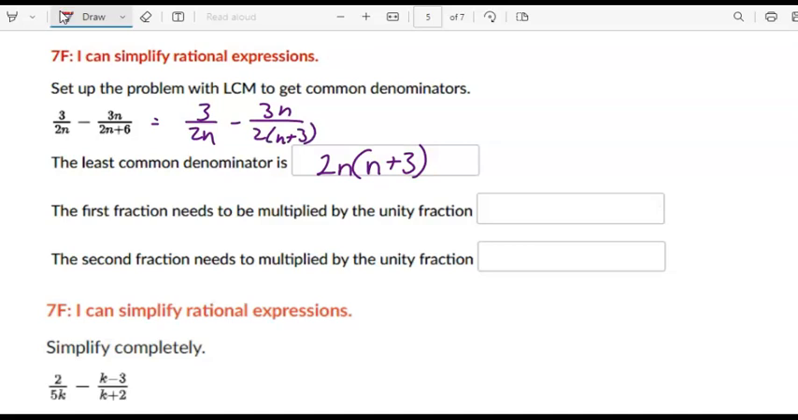Now from here, we'll see what's missing on both of the denominators. In the first fraction, we still need n plus 3. We want to multiply by the unity fraction, n plus 3 over n plus 3. And then for the second fraction, we're missing an n. So we're going to multiply by the unity fraction, n over n. So you multiply these by n's, and you multiply the first fraction by n plus 3.